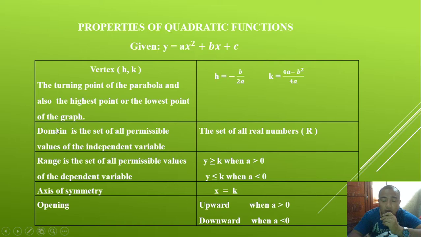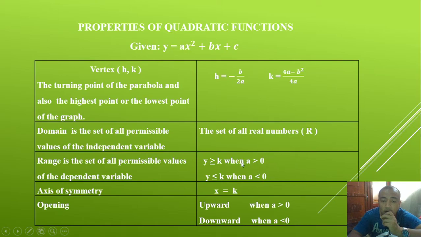Another property of a quadratic function is the domain. Domain is the set of all permissible values of the independent variable. The domain for a quadratic function is always the set of all real numbers, R. How about the range? Range is the set of all permissible values of the dependent variable. For the range, y is greater than or equal to k when a is greater than 0. y is less than or equal to k when a is less than 0.